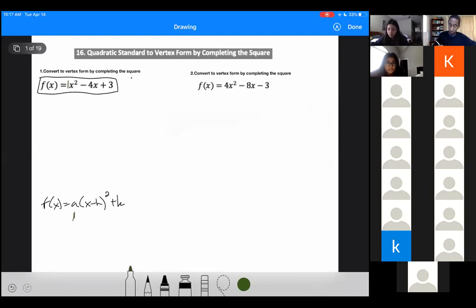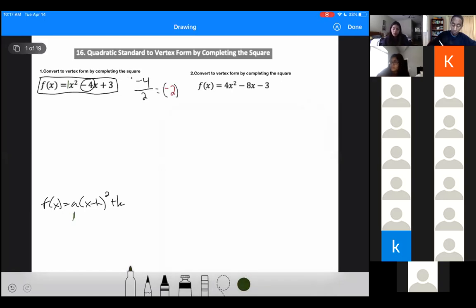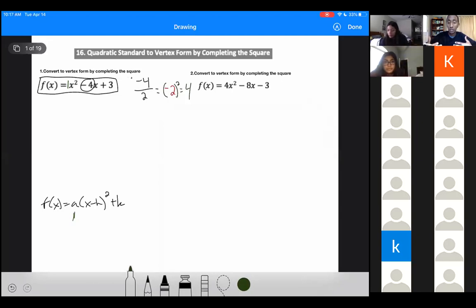Now, completing the square, the process, if you remember, is we need to take the b, which in this case is -4. We're going to take -4 and divide it by 2. That's going to give us -2. And then with -2, you're going to square that, and that's going to give you 4. Okay, so the general pattern is you take the b, you divide it by 2, and then you square it. And that gives you the value that you add at the end.